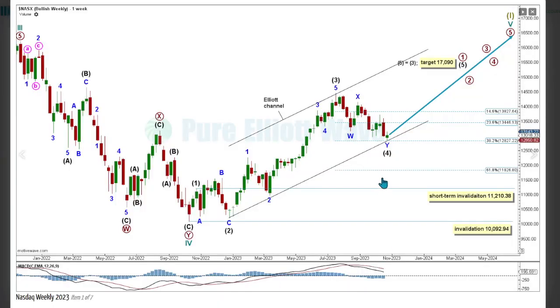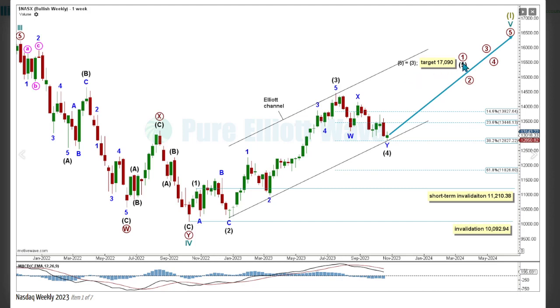On the bullish weekly chart, intermediate wave 4 is labelled complete at this low, having moved slightly lower from last week. If intermediate wave 4 does continue any lower, it cannot move into intermediate wave 1 price territory at 11210.38. Intermediate wave 5 is now expected to move higher, ending primary wave 1. Intermediate wave 5 has a target calculated at 17090, where it would reach equality in length with intermediate wave 3.